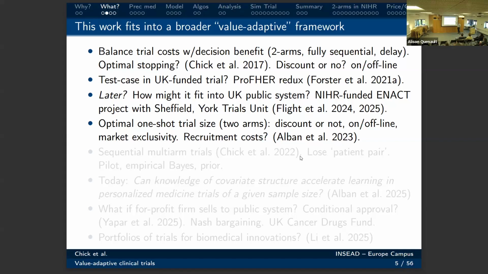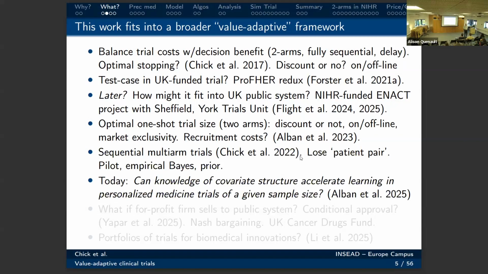And then following that, we said, well, these are just 2-arm trials. Can we think a little bit more broadly? I know many of you are interested in much more sophisticated trials. We said, well, what about highly multi-arm trials? What about dose-finding trials?